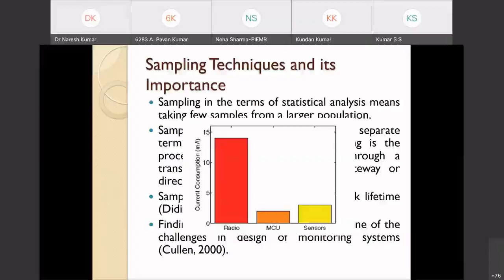And there is another one, that is Send-on-Delta. That is another technique. In this case, what we find out is the difference between the two sampled values. And if that difference is within the delta range, then we are not going to transmit that. But else, we can.